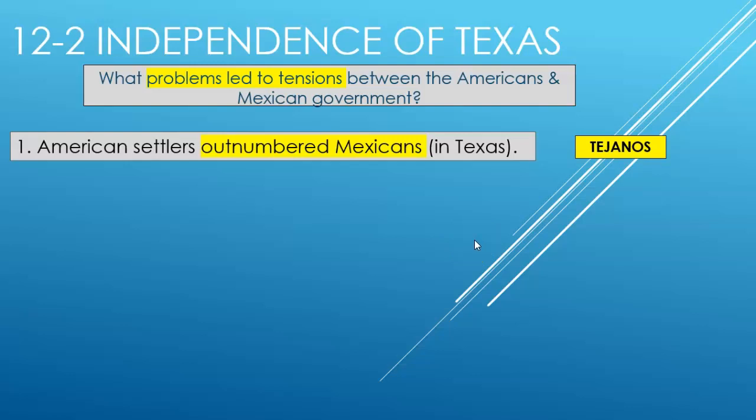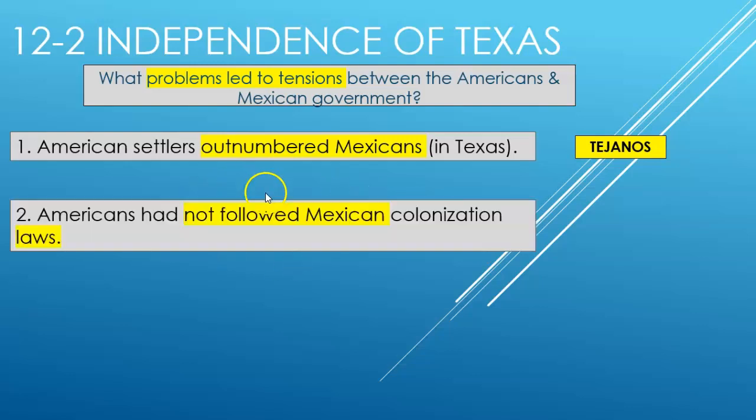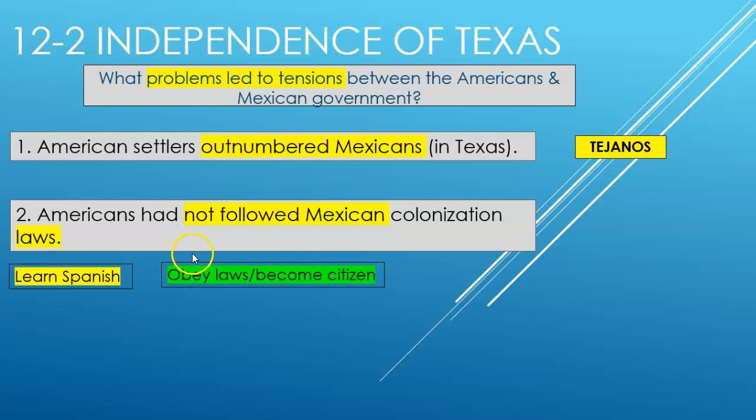So you had, let's say, a few thousand Tejanos, maybe 2,000 or 3,000, and you had maybe 20,000 Americans in a short period of time, less than about a decade. What also started to lead to tensions between the two is that the Americans had not really followed those colonization laws that the Mexicans placed upon any new arrivals. And that was basically, hey, learn Spanish, obey laws, maybe become a Mexican citizen. And the big one was the idea of converting to Catholicism.